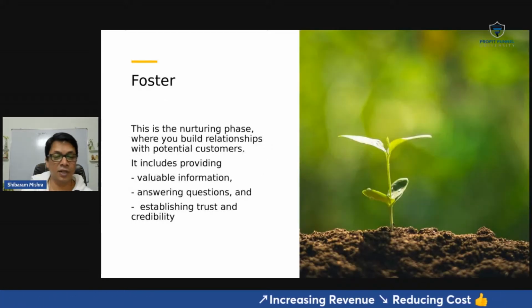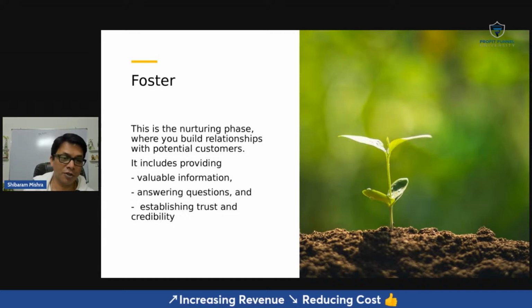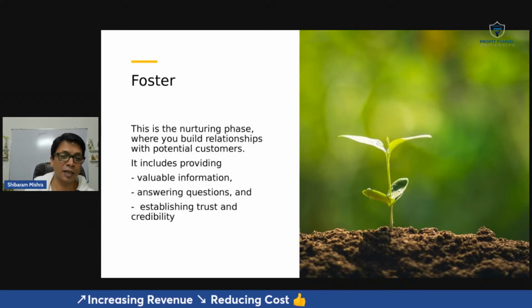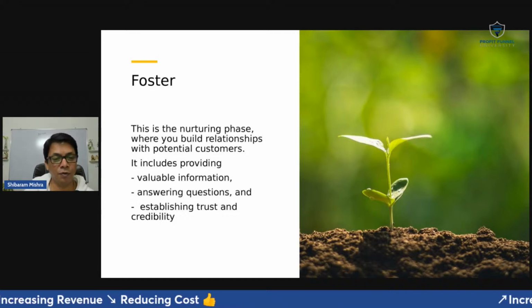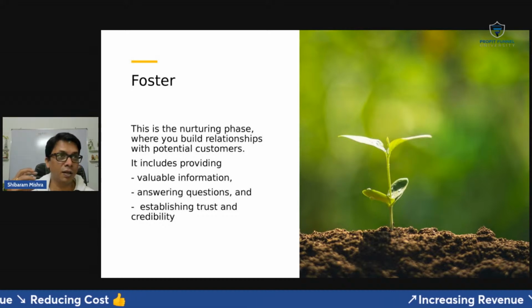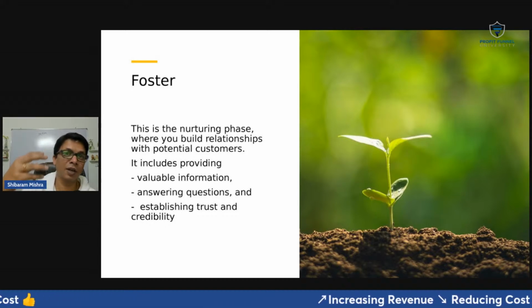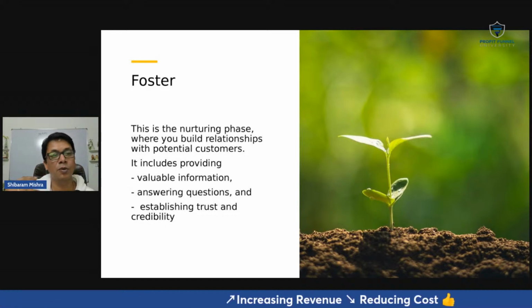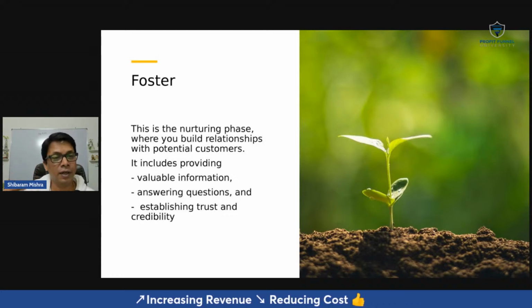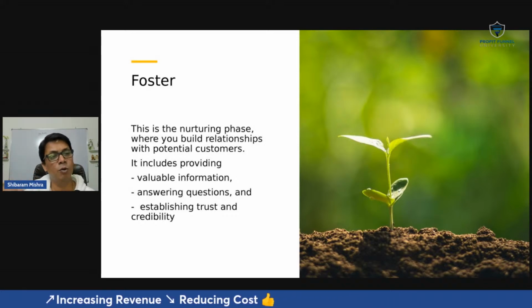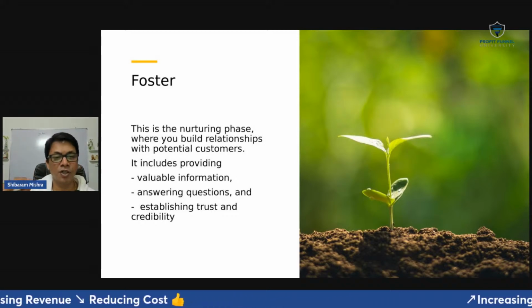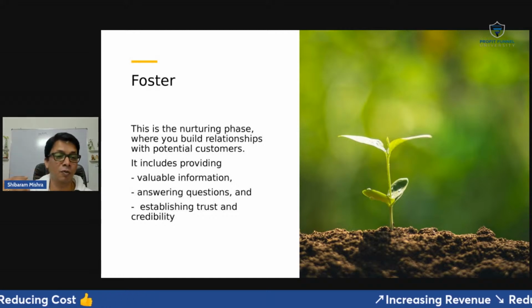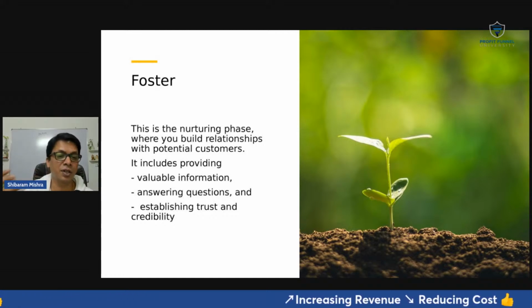The second stage is filter. The third stage is foster. Foster is indirectly a nurturing process. So you have to foster them. They come as unaware people, then they become aware, from aware they become a lead, and from lead they become a prospect. When they become a prospect, it is our duty to foster them and nurture them.